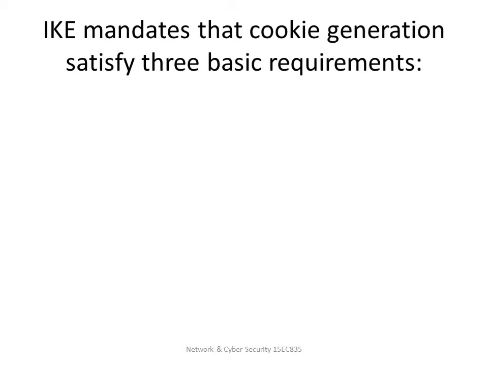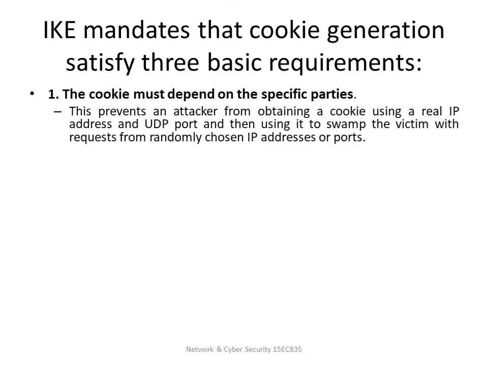Now let us look at IKE, which mandates that cookie generation satisfies three basic requirements. The cookies must depend on the specific parties. That is, this prevents the attacker from obtaining a cookie using a real IP address and UDP port and then using it to swamp the victim with requests from randomly chosen IP addresses or ports.